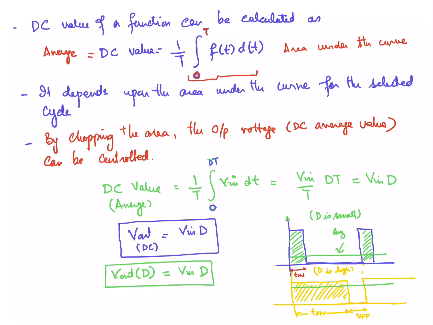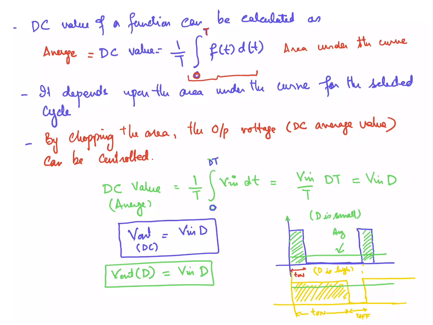And this integration, if you solve it, Vin is the constant, so taking it out, it will become Vin by T. Integrating this 1 with respect to time and applying these limits, you are going to get DT. So this T will be cancelled out and we get Vin into D. So what is your output DC voltage? DC voltage is equal to Vin into D. So if you keep your input voltage constant and change the duty cycle, you can change the output voltage. So we can say that this output voltage is a function of the duty cycle.